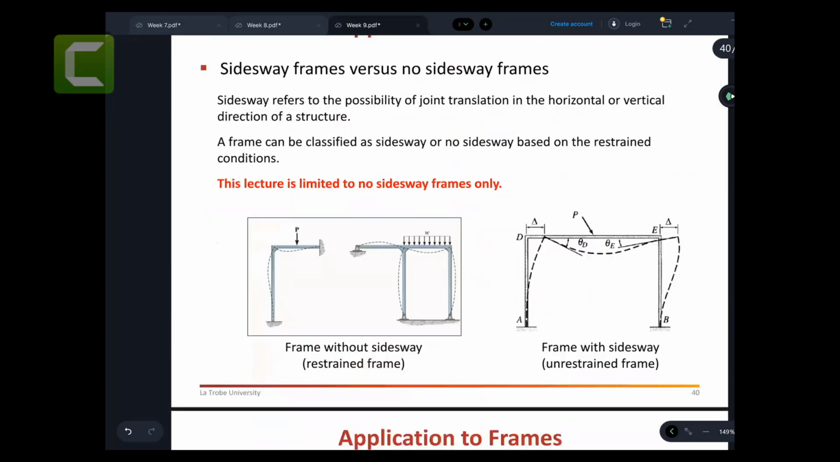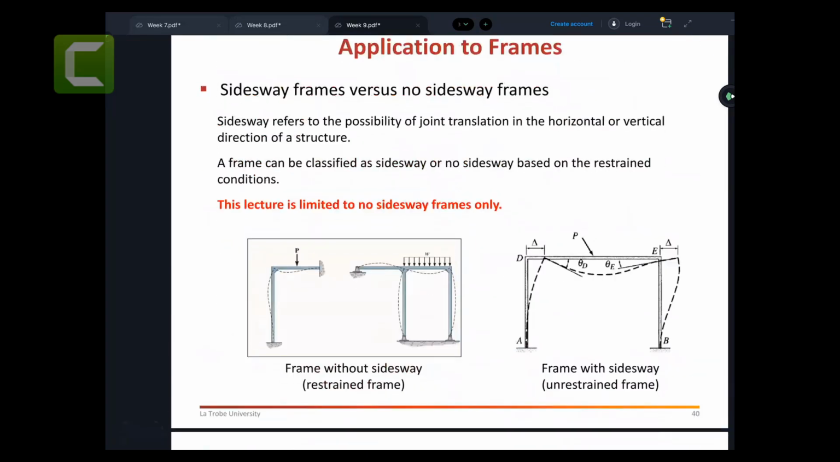Yeah, for the frame also, there is a quick notation that I can put in. There are two kinds of frames: frames without sideway and ones with sideway. What is the difference? If you apply the loads, and your joints are staying at that position, you can see these frames are not swinging. The whole structure is not doing this kind of swinging.